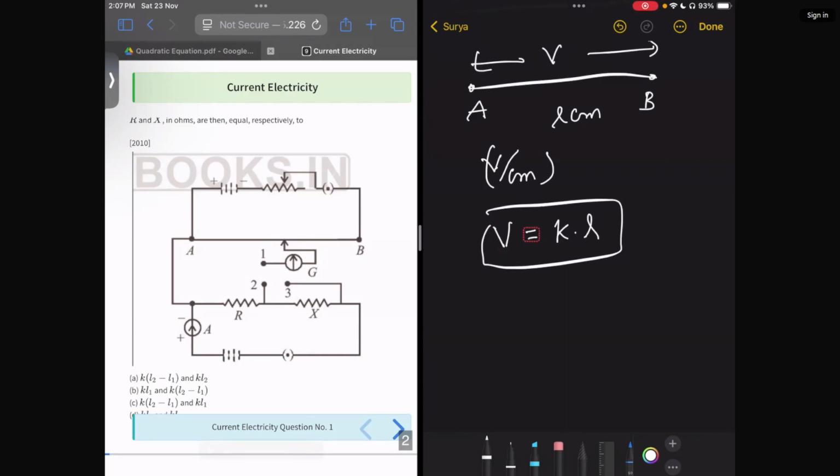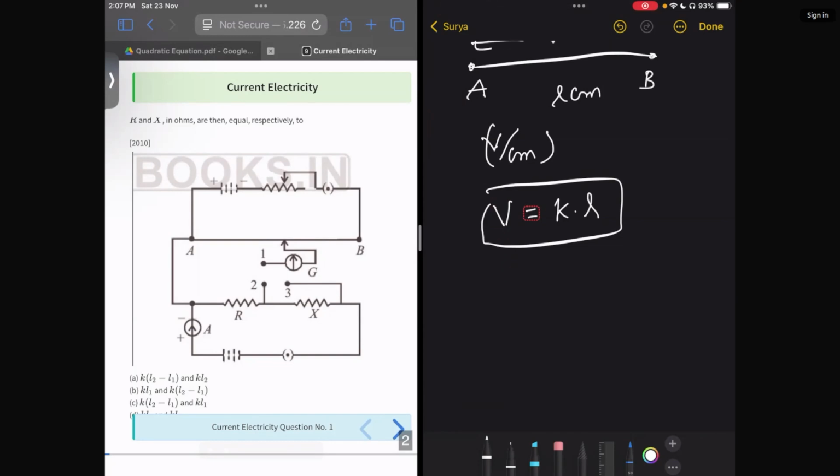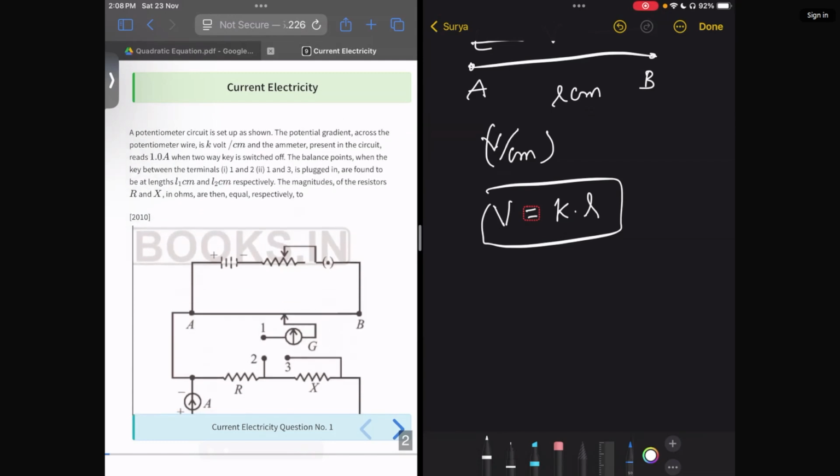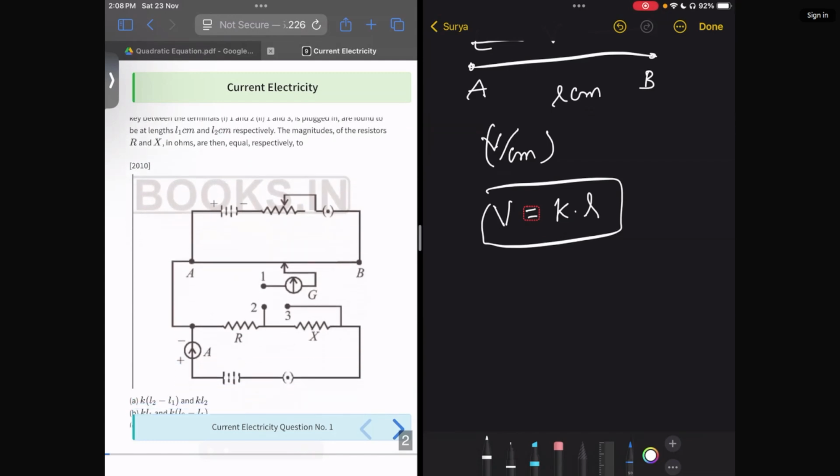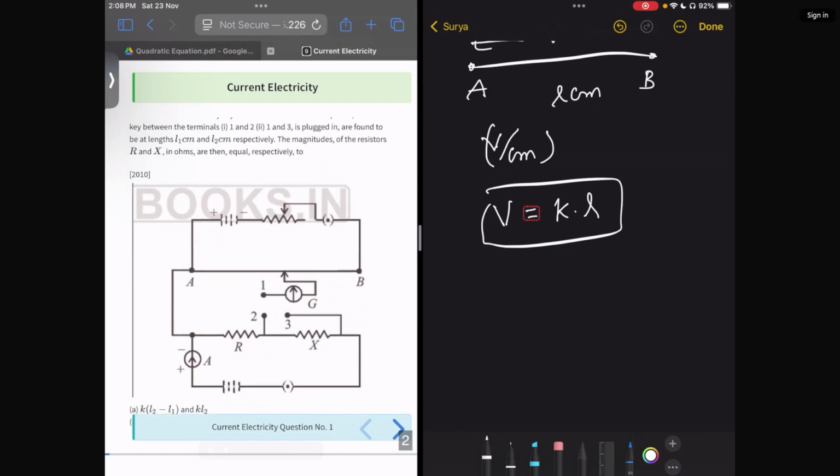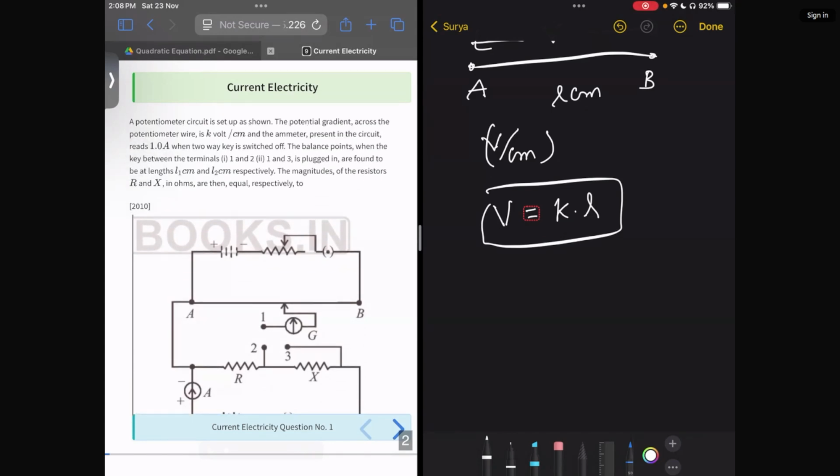Now we will see the working principle here. When the two-way key is plugged in two different positions, 1 and 2 and 1 and 3, there is a balance point on the potential wire where the galvanometer shows zero current. Here they told us the current is 1 ampere. With the two-way key in two different positions as shown in the figure, the balance point of the potential wire where the galvanometer shows zero current changes.